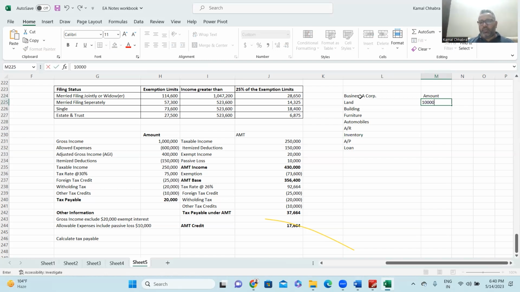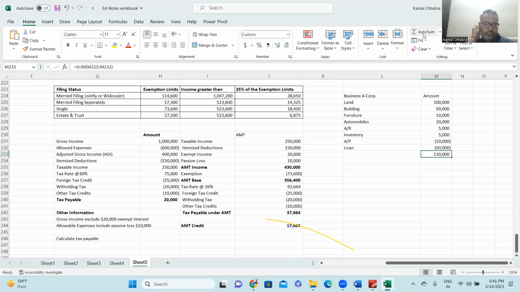Let's say 100,000, 50,000, 10,000, 20,000, then you have 5,000, let's say 5,000. Then you have accounts payable, let's say 10,000. Let's say you have a loan of 50,000. So let's assume this is your net asset. Right? So far, so good.